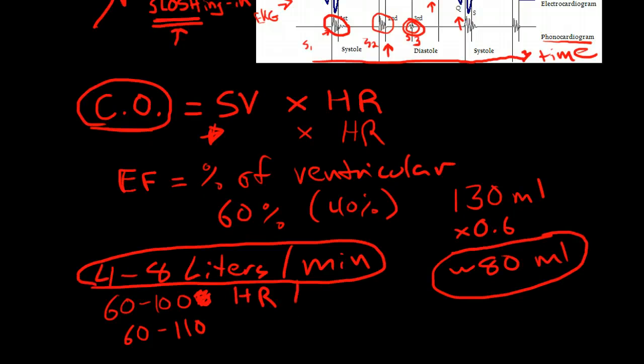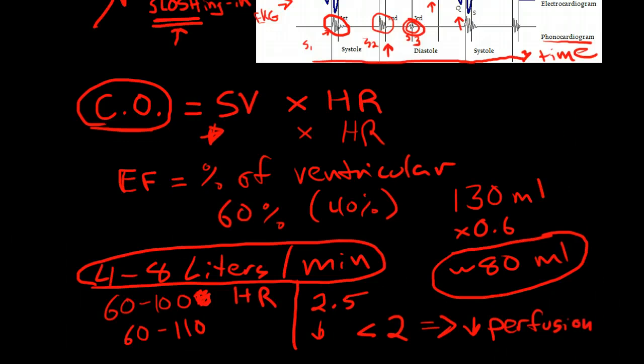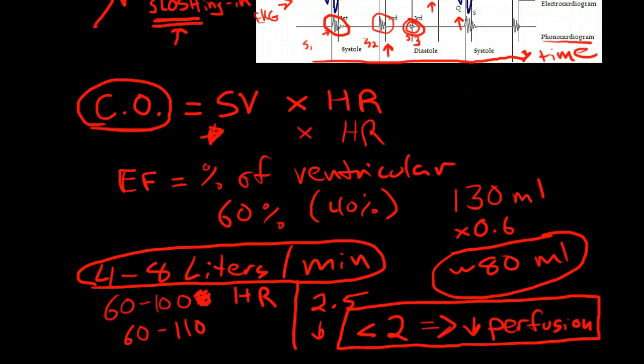Now, those of you who have worked in the cardiac ICU know that most people, particularly at rest, do fine with a cardiac output of around 2.5. If you get down to a cardiac output of less than 2, then you're going to start having issues because you're going to have decreased perfusion of your organs. Okay, so cardiac output is really the most important parameter of the heart as far as the function of circulation through the body.